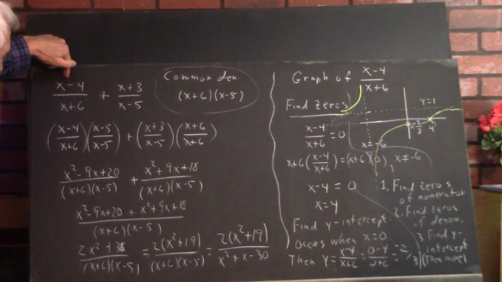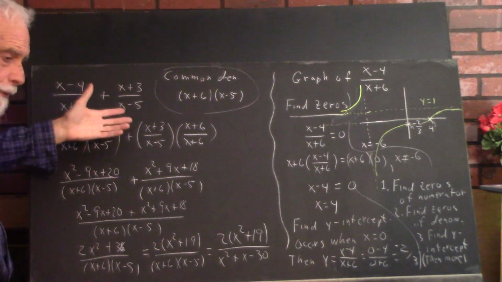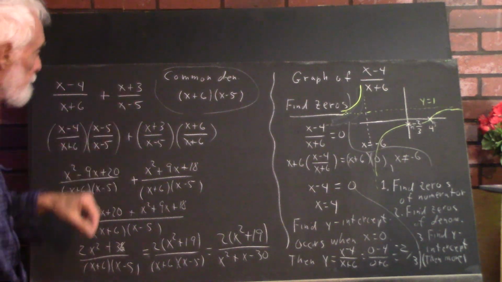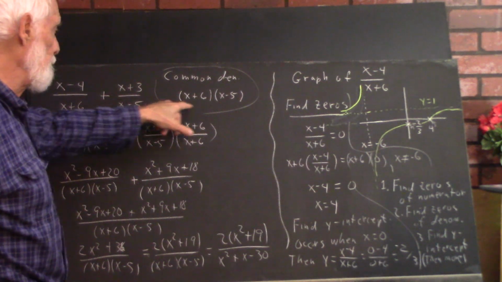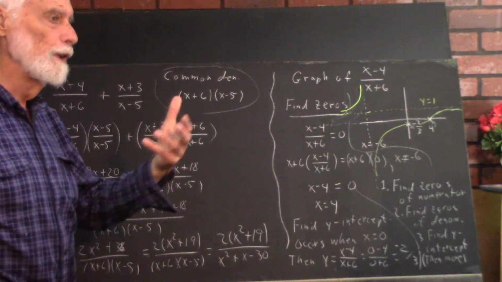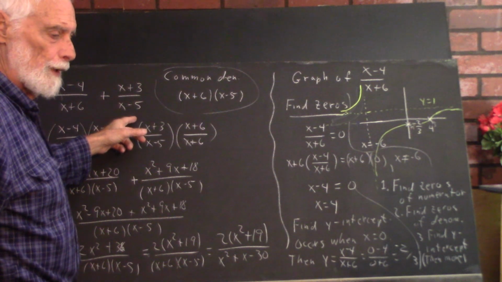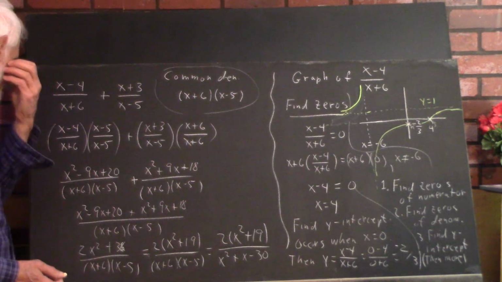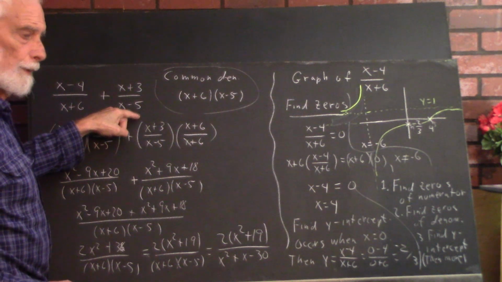Okay, so we've got x minus 4 over x plus 6. We want to add x plus 3 over x minus 5. Just like we do when we add fractions with numbers or just single symbols, we find a common denominator. We can always use the product of the two denominators. Sometimes we can use a smaller common denominator, a least common denominator. If the two denominators have a common factor, we don't have to include that factor twice. And that's something we'll see when it comes up. But right now, this has no factor common with this one.